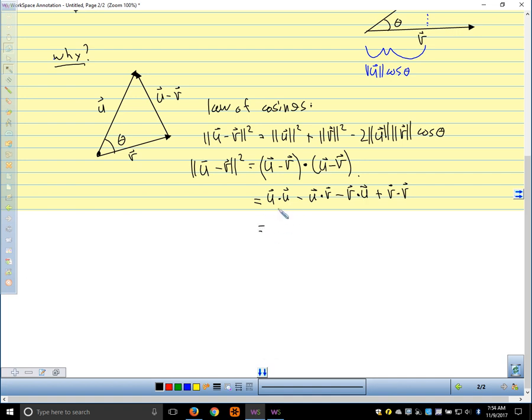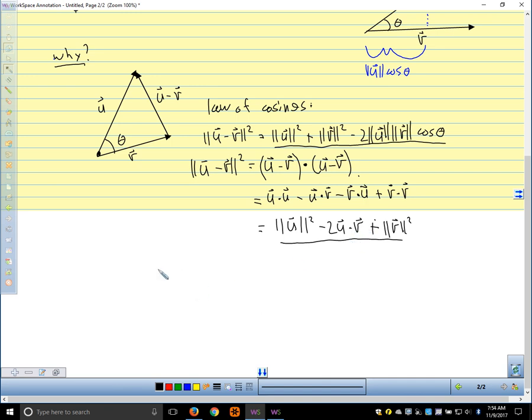Well, what is u dot u? Magnitude of u squared. And we know that u dot v equals v dot u, so that's minus 2 u dot v. And this is plus the magnitude of v squared. So we're going to set this piece equal to this piece, because this is the magnitude of u minus v squared.